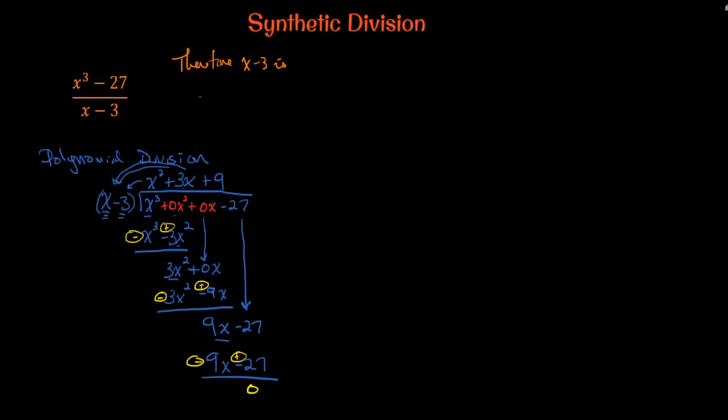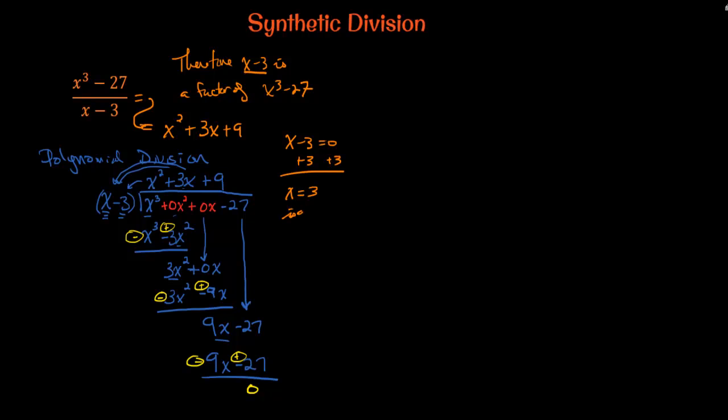Therefore, x minus 3 is a factor of x cubed minus 27, and this actually equals x squared plus 3x plus 9. So this division question is equal to that. And that's a 27, sorry. We know that if x minus 3 is a factor, then x minus 3 can be set equal to 0, and we know that x equaling 3 is a 0 of that x cubed minus 27. We know that graph is going to either touch or cross when x equals 3.